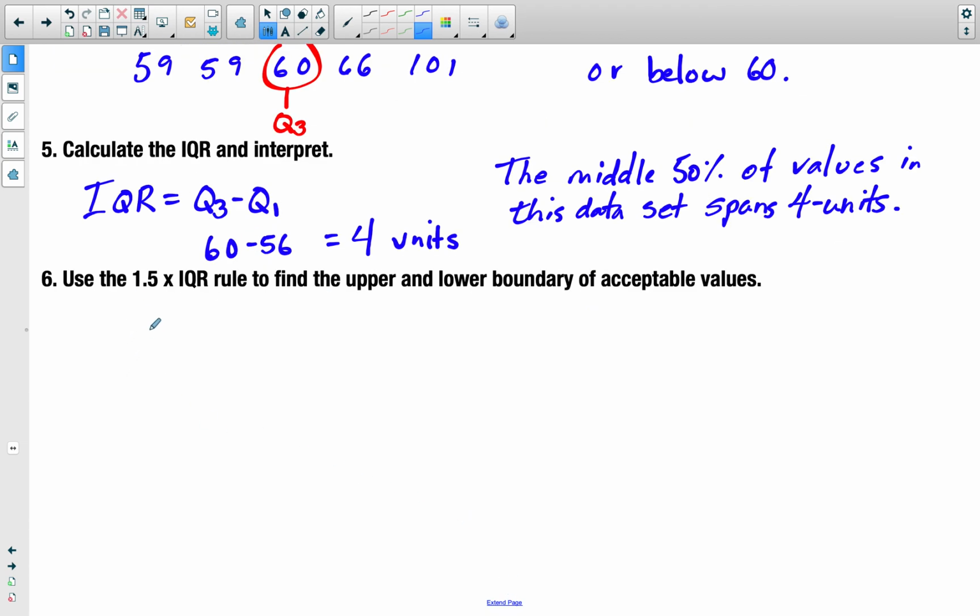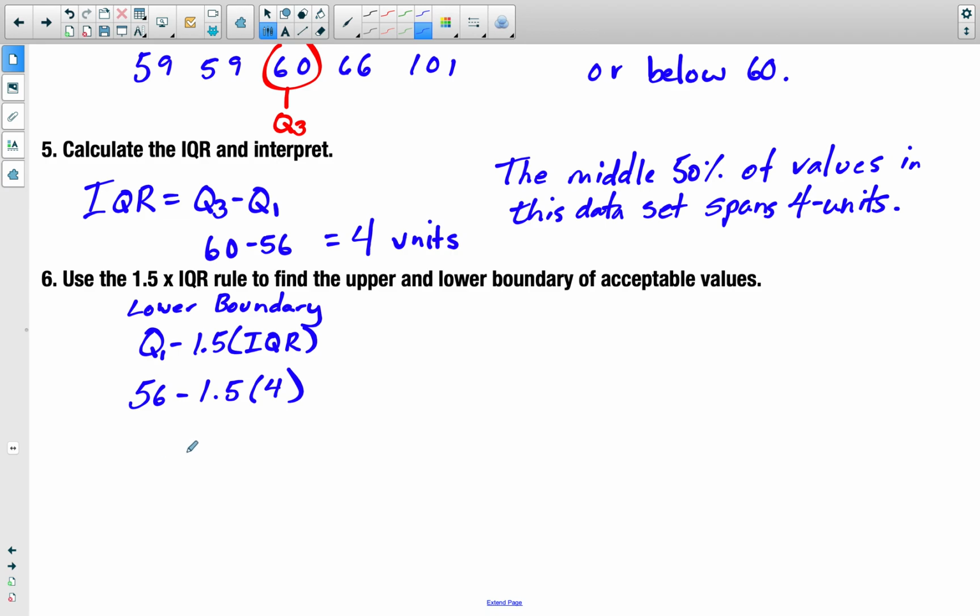So we already have the ingredients for these. My lower boundary of acceptable values is going to be quartile 1 minus 1.5 times my IQR. Quartile 1 is 56. Our IQR is 4. My lowest value, and it doesn't have to be a value that's necessarily in your data set, but the lowest value that could potentially be in our data set that would not be considered an outlier is 50.